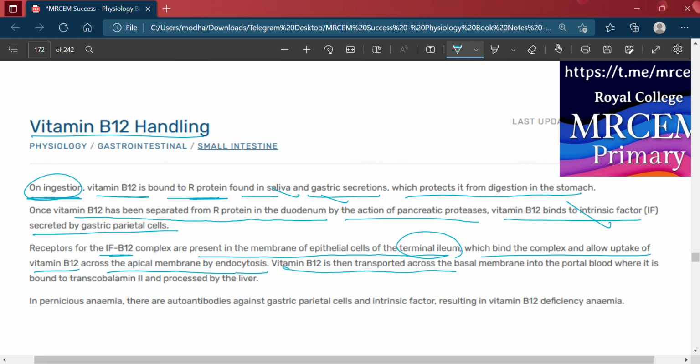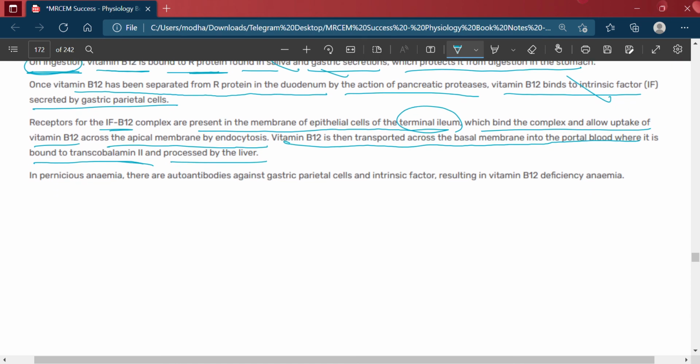B12 is then transported across the basal membrane into the portal blood, where it is bound to transcobalamin 2 and processed by the liver. In pernicious anemia, there are autoantibodies against the gastric parietal cells and the intrinsic factor, resulting in vitamin B12 deficiency anemia.